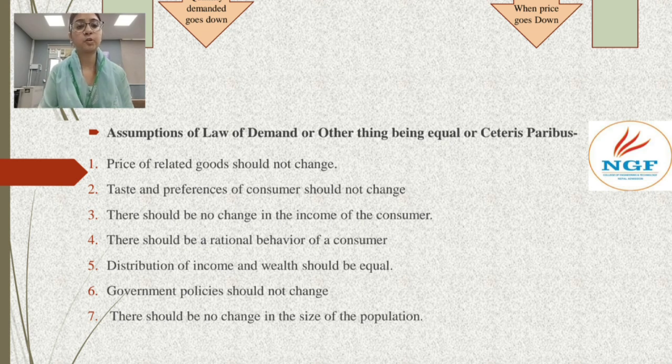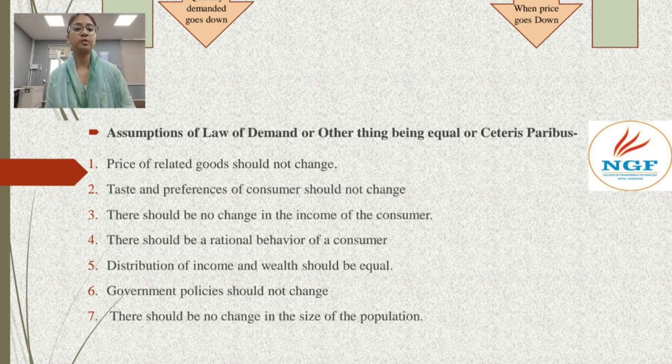Next, there should be no change in the size of the population. If today in a city the population is 10,000, then in future also it will be 10,000. There will be no change because अगर population change होती है तो demand पर उसका effect जाता है. अगर population increase हो गई तो demand ज़्यादा हो जाएगी without change in the price. तो law of demand वहाँ पर काम नहीं करेगी. ठीक है. अगर आपकी जो पॉपुलेशन है वो कम हो गई है तो डिमांड ऑटोमेटिकली कम हो जाएगी विदाउट चेंज इन द प्राइस.